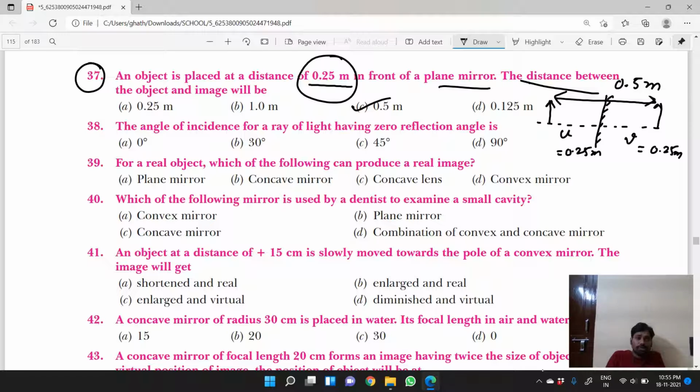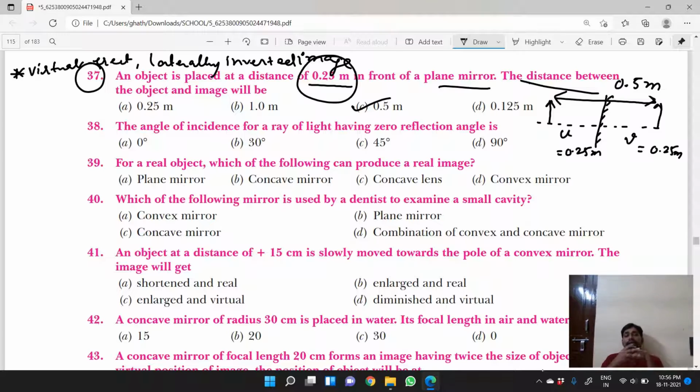Let us learn once again about the plane mirror. First, a plane mirror forms a virtual, erect, laterally inverted image. Don't confuse what is meant by lateral inversion. The image of an object is shifted by 180 degrees and changes from a left hand coordinate system into a right hand coordinate system, which is called laterally inverted.